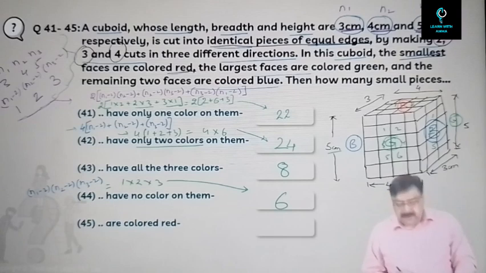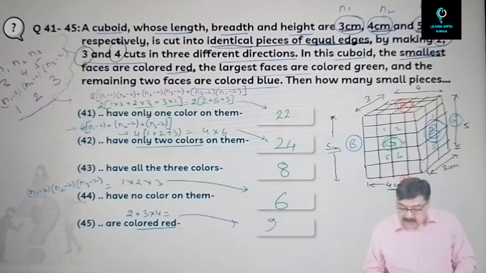Now, how many pieces are colored red? Well, find that out. Red is at the top here. That is 3 into 4. So, 2 times, because there are 2 faces which have red color on them. So, 2 times 3 into 4. Now, that again should become 24. 12 at the top, 12 at the bottom. These are the 24 cubes which have red color on them.